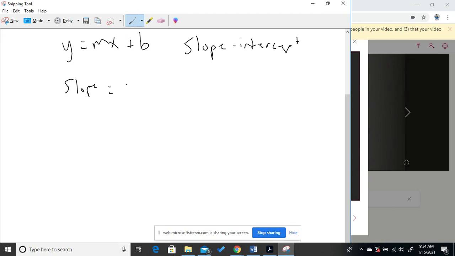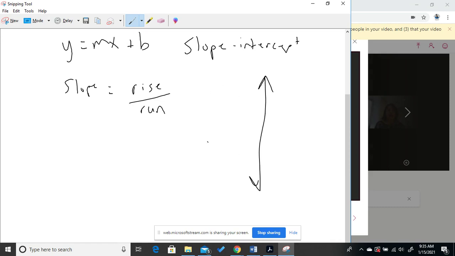Slope is rise over run. Okay, and what does that mean? Well, that means on a graph, on an XY graph, rise over run means how many places you rise and how many places you run. So that's how many places you go up or down and how many places you go left or right.